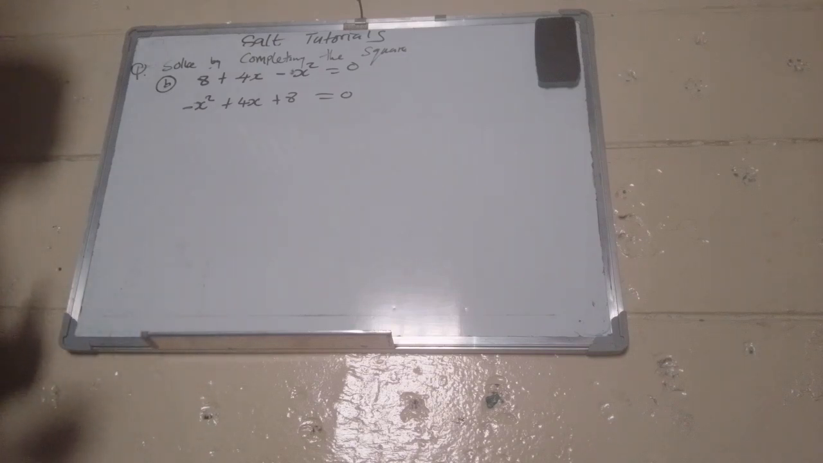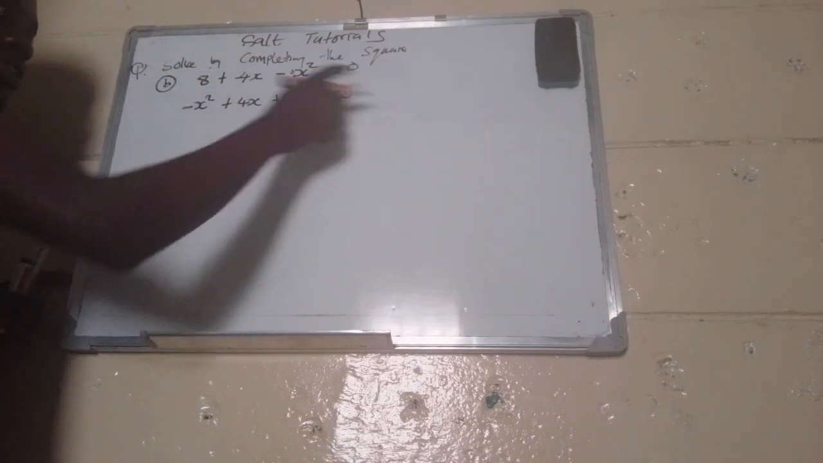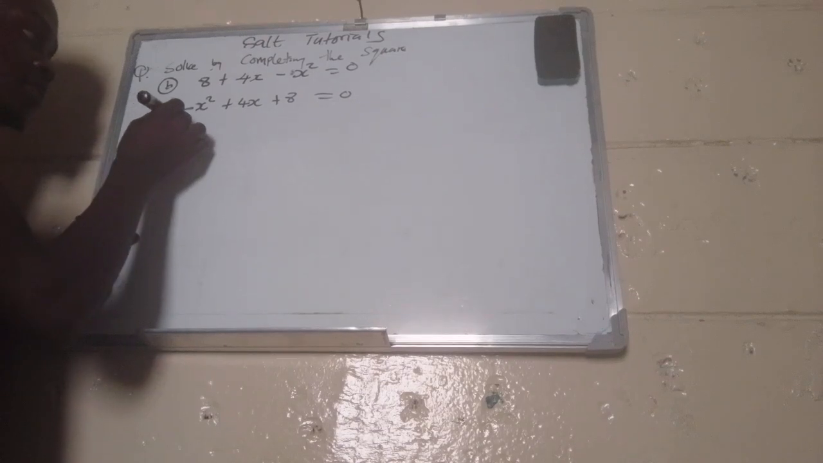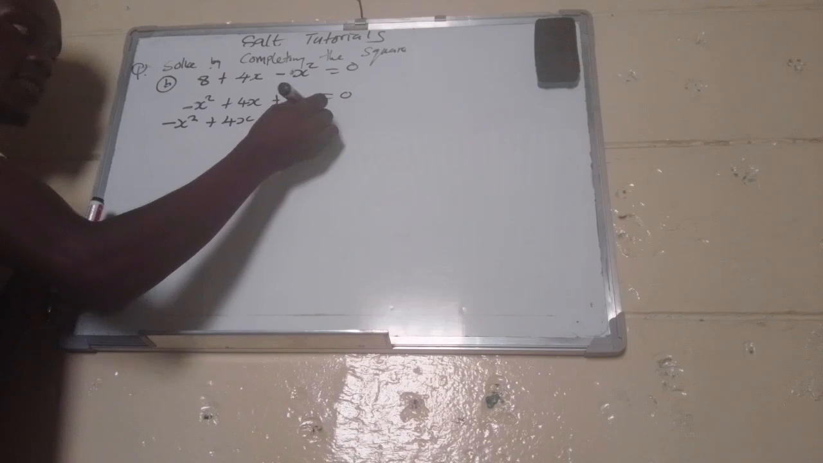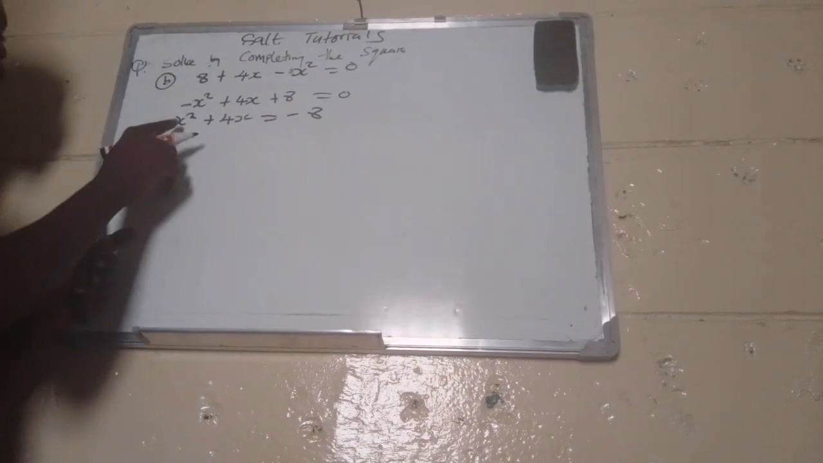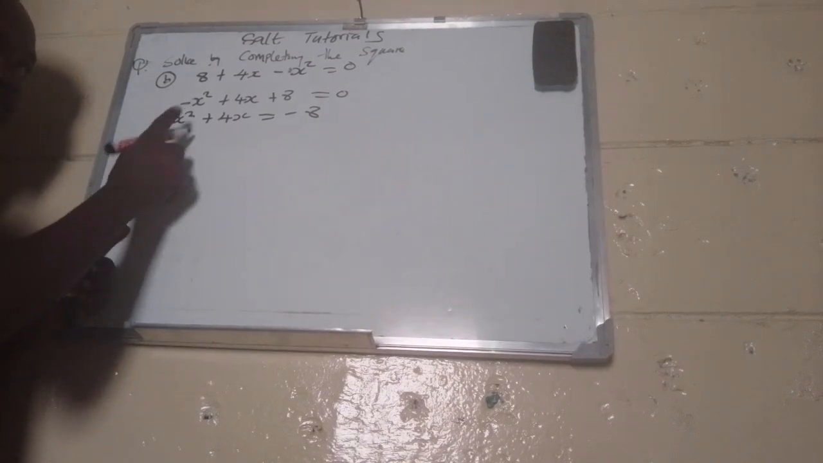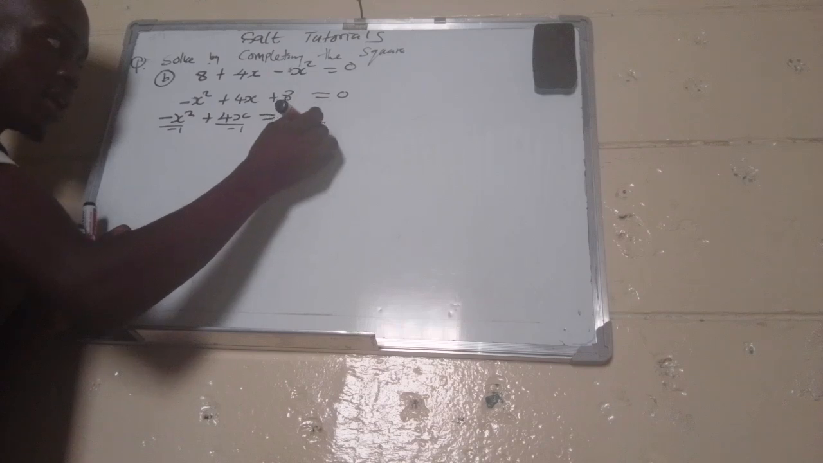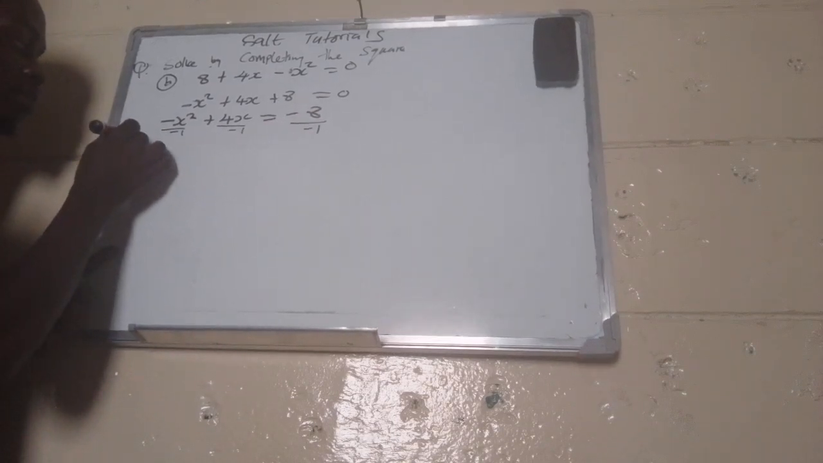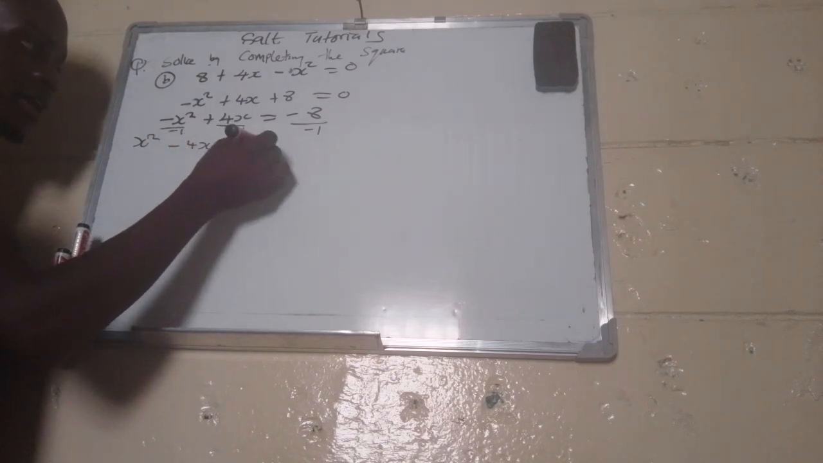But we're using completing the square now. We always make sure that the c crosses the other side. So the c is positive 8. Crosses, what am I going to have? I'm going to have negative x squared plus 4x equal to negative 8. Next, make the coefficient of x squared to be 1. This is not 1, this is negative 1. So dividing throughout by negative 1, what am I going to have? I'm going to have x squared minus 4x equals positive 8.